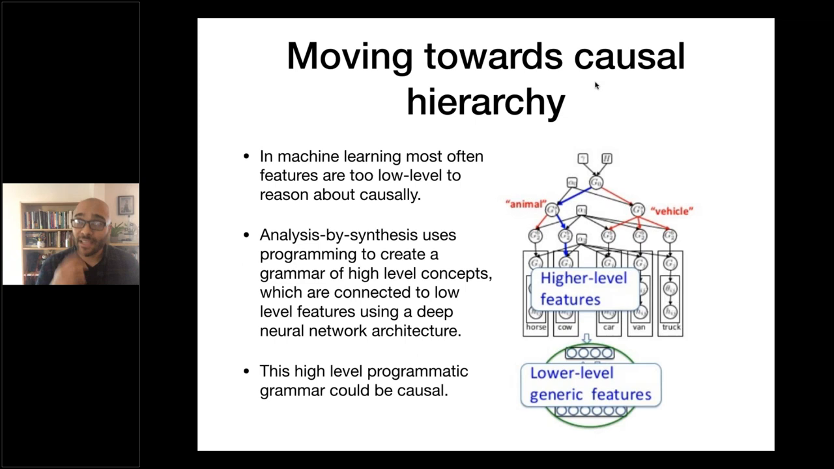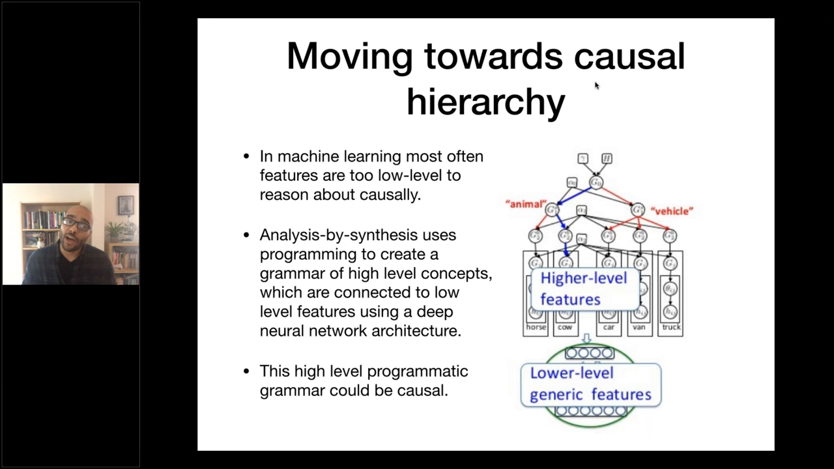And finally, when we start talking about programming, then we can move towards a kind of causal hierarchy. Part of the reason why causal modeling has had trouble taking root in machine learning is because in machine learning, we're often working with very low level features where it doesn't make sense to reason about them causally. Like, does this pixel cause that pixel? Or, does one word cause the next word in the utterance? But typically we think of these systems as having high level abstractions.